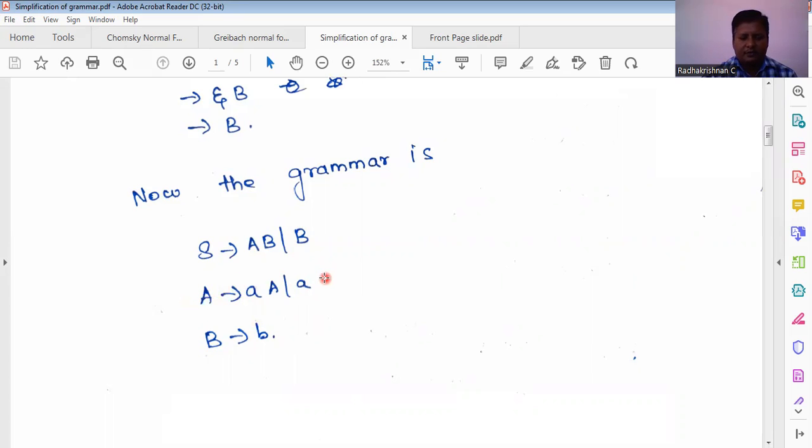After applying A gives epsilon, we get the new rule S gives B and A gives small a. So the simplified grammar after the epsilon production is S gives AB or capital B, A gives small a or small a capital A, and B gives small b.